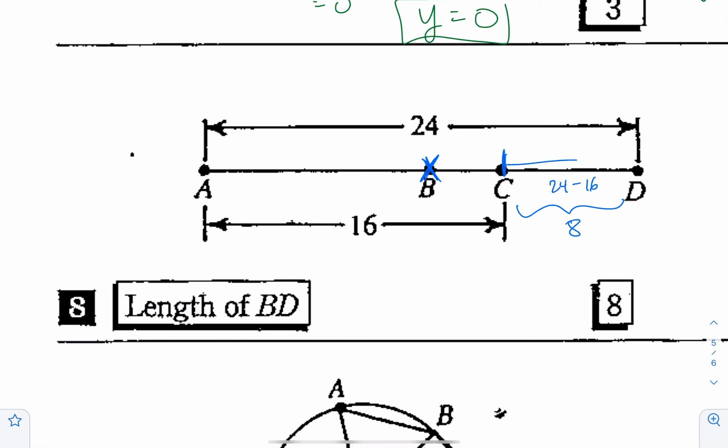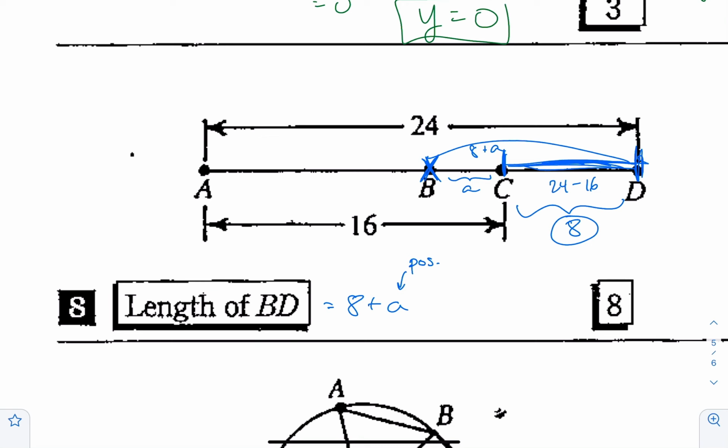So if C to D is already equal to 8, when you have B to D, that's going to be 8 plus some other distance here, which you can call A. And 8 plus A, where A has to be a positive number, is always going to be greater than 8. So the answer for 8 is A.